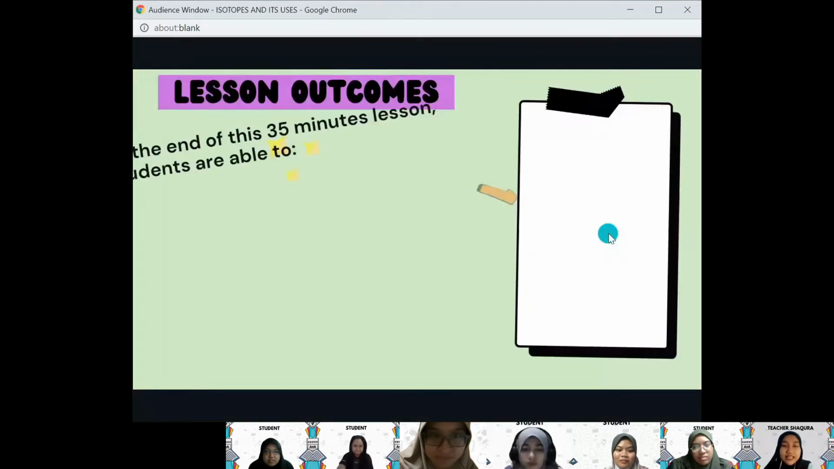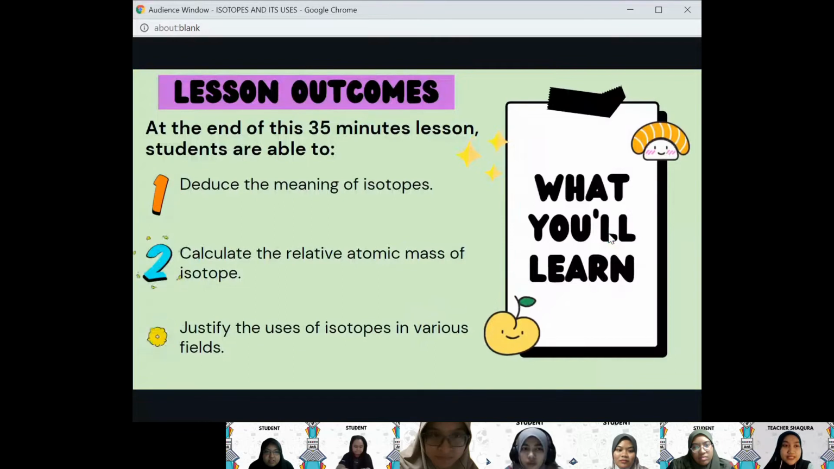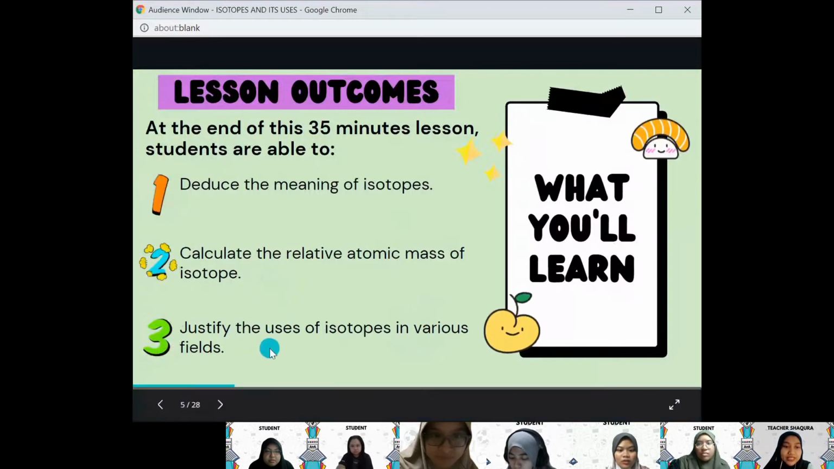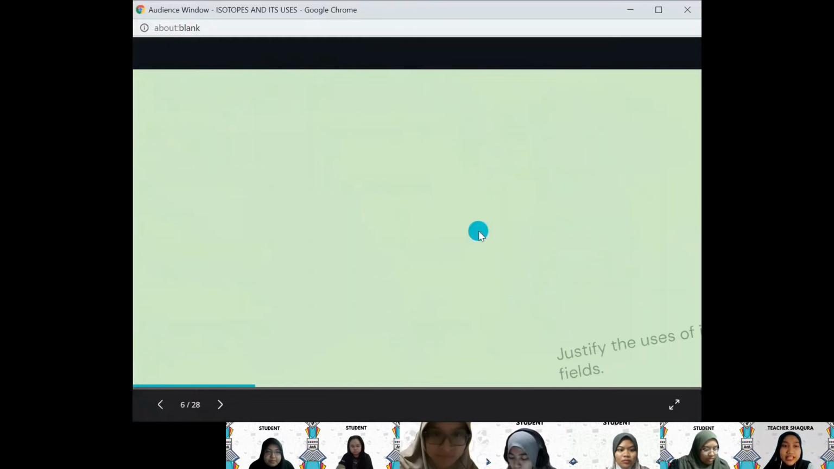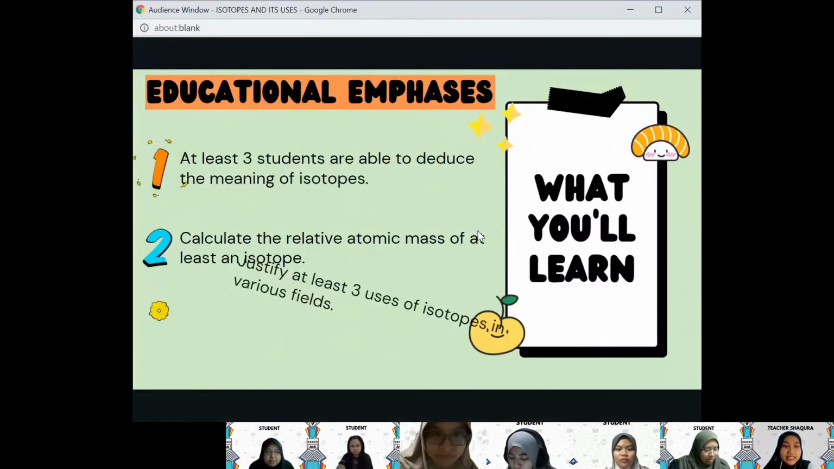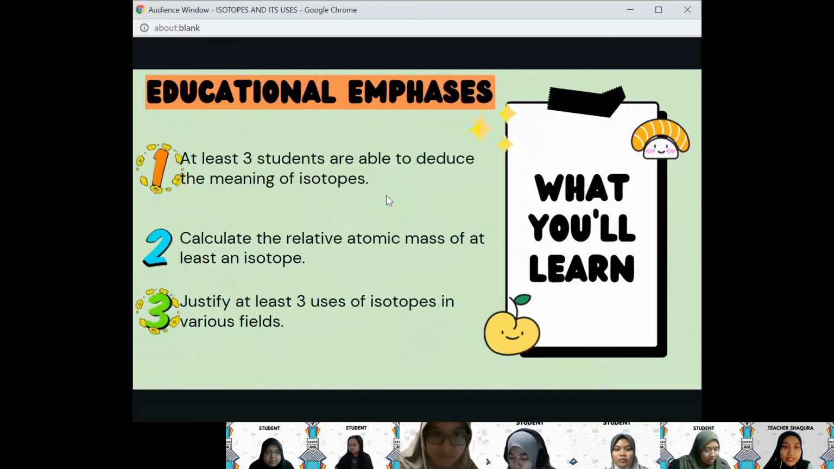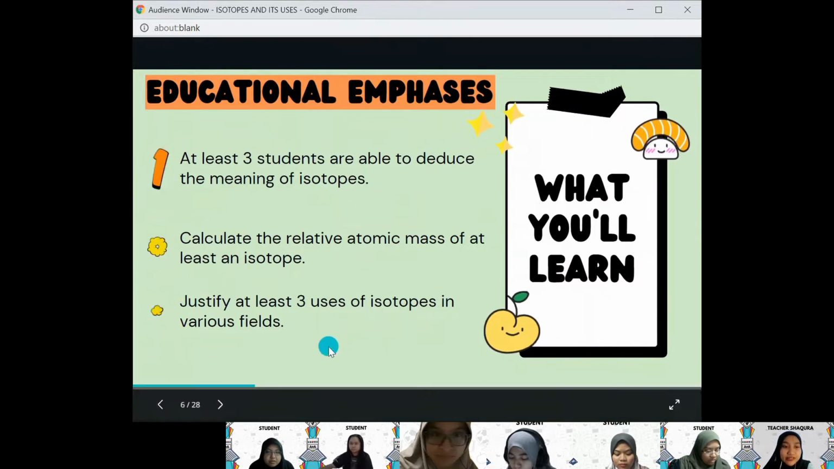Alright, before that, I would like to emphasize the lesson outcomes. At the end of this 35 minutes lesson, students are able to deduce the meaning of isotopes, calculate the relative atomic mass of isotope, justify the uses of isotopes in various fields. And for the educational emphasis, at least 3 students are able to deduce the meaning of isotopes, calculate the relative atomic mass of at least an isotope, and justify at least 3 uses of isotopes in various fields.